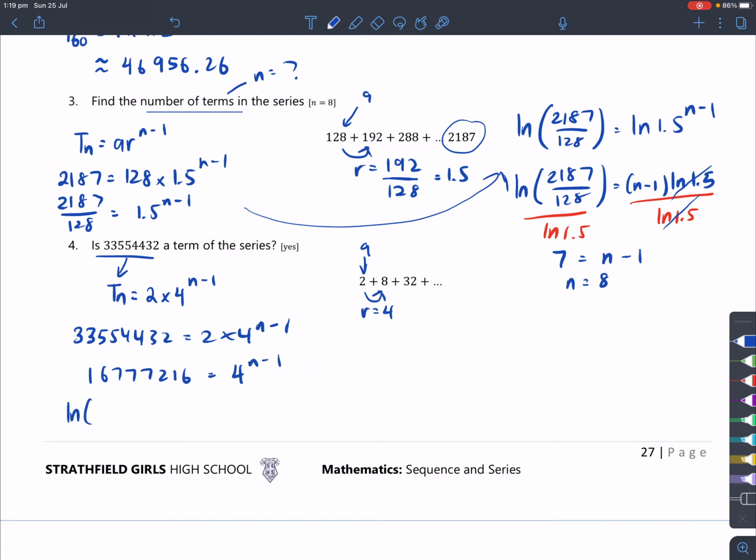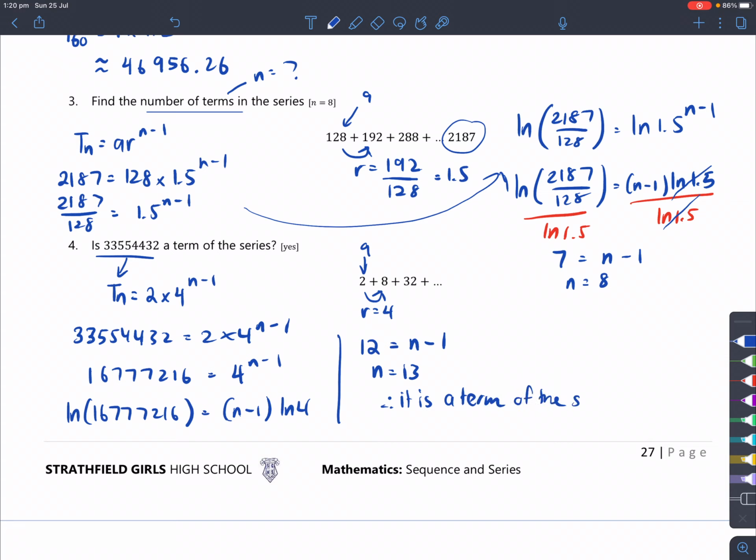And log both sides. And just put the n minus 1 down whilst you're at it. Divide the log of 16777216 by log 4, and that would equal 12. So 12 is equal to n minus 1. So n equals 13. And because this is a whole number, we can say, therefore, it is a term of the series. And I mean, if it wasn't, then it wouldn't be a term of the series. There we go.